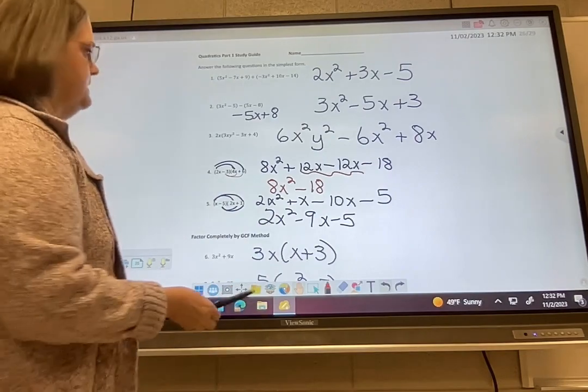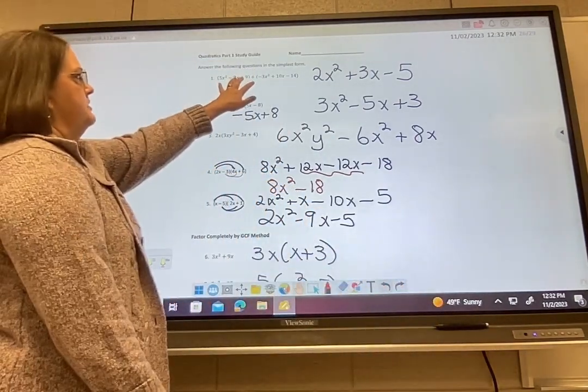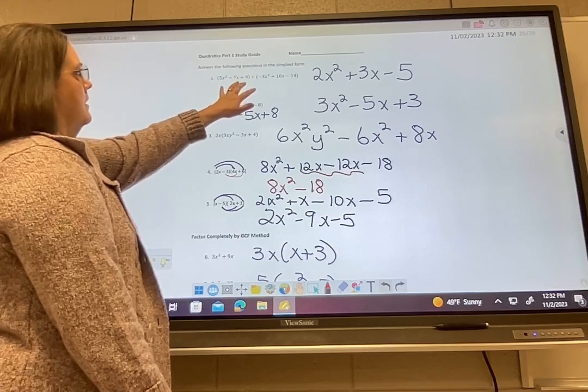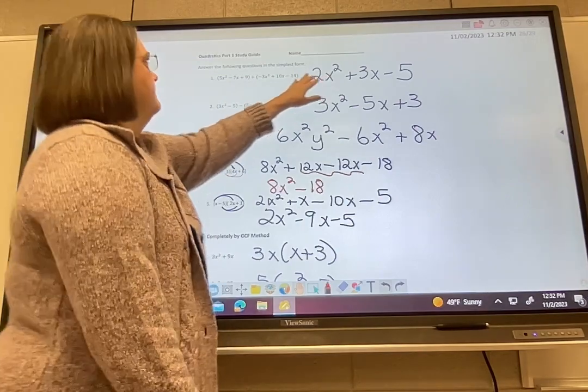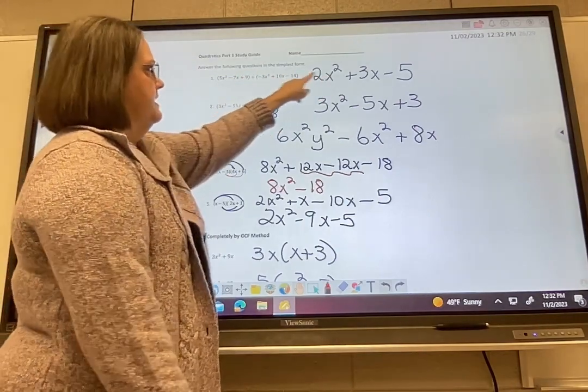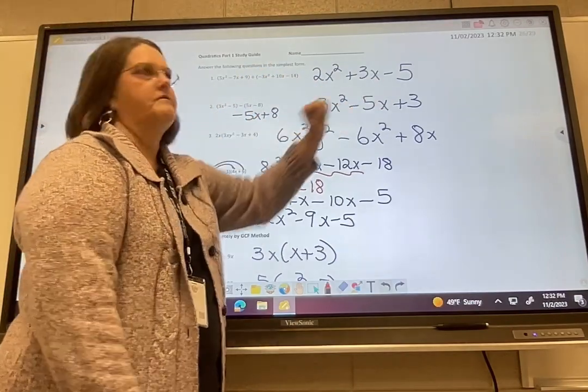Okay, if you'll notice, you are adding like terms with the first one. So 5x squared and negative 3x squared are 2x squared. Negative 7 and positive 10 is positive 3x. Positive 9, negative 14 is negative 5.